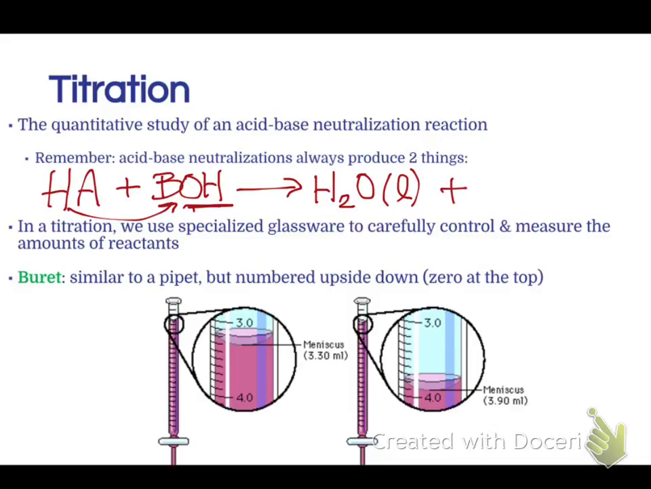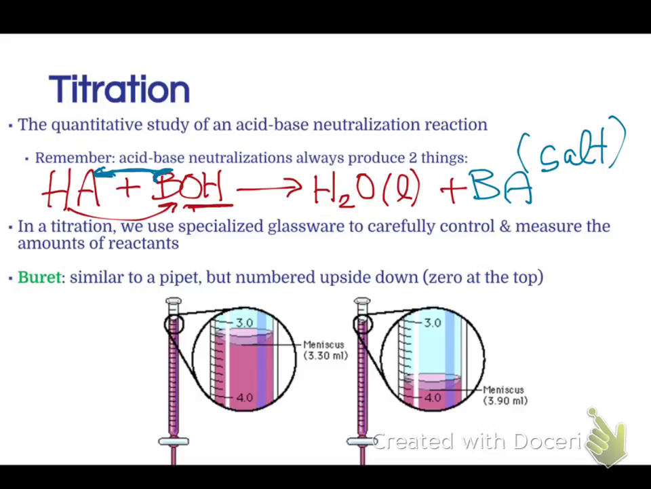And it's going to give us a salt, where the cation is the first part of the chemical formula and the anion is the second one, and they're going to combine together, so you're going to get something like this. This is just an ionic salt. So every acid-base neutralization always produces water and a salt.